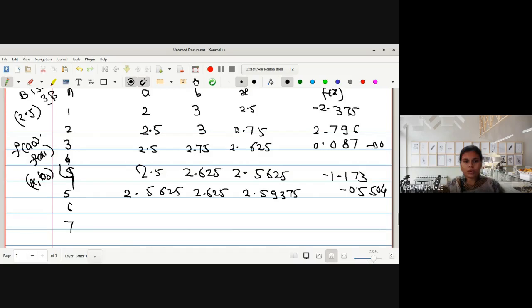What we have to do now? We have to check the value of f of a1 into f of x2. f of 2.5 is negative, f of x2, that is f of 2.75, is positive. One is negative, another is positive, so the root lies in the interval a1 to x2.